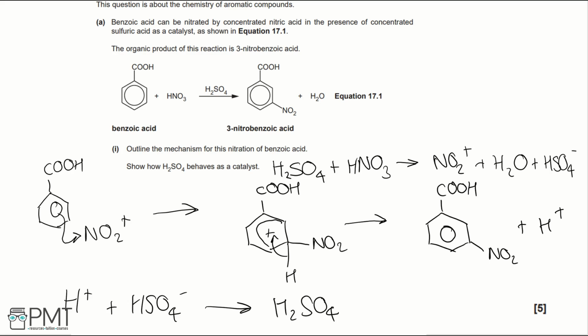In this reaction or question, we get a mark for the curly arrow in stage 1 and the formation of the electrophile. We get 2 marks for the correct intermediate and curly arrow and a mark for the reformation of the catalyst, and that will get you 5 marks for this question.